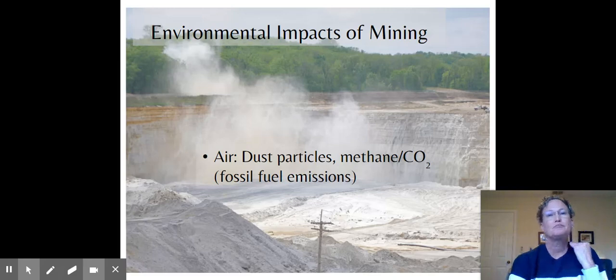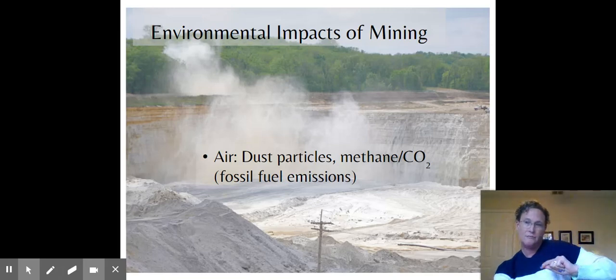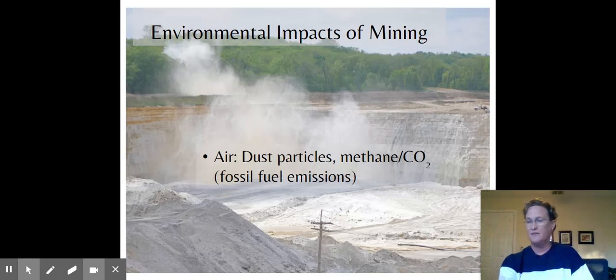Okay. So the environmental impacts of mining don't just affect the land, they affect everything. So we're going to talk about the air, the water, the soil, biodiversity, and human health. We'll be doing the same thing for how food has environmental impact.